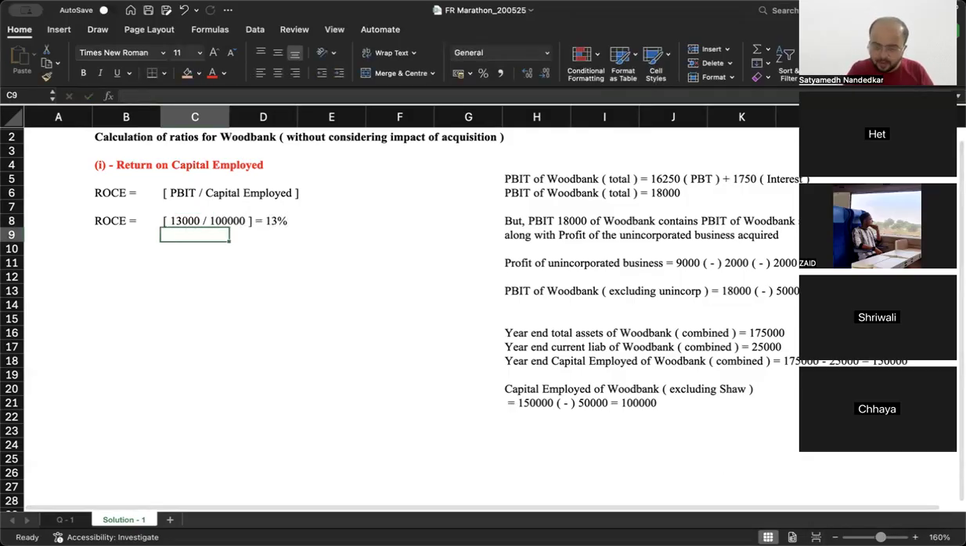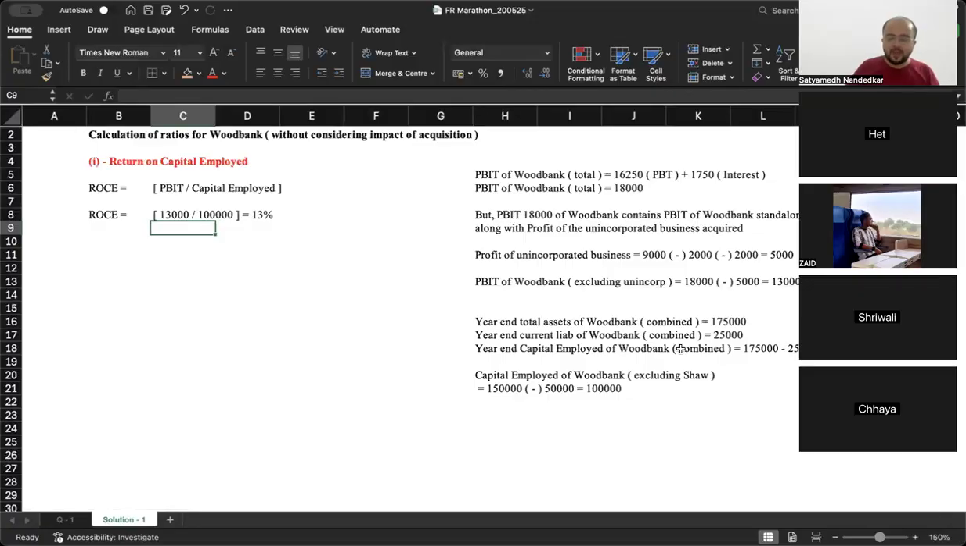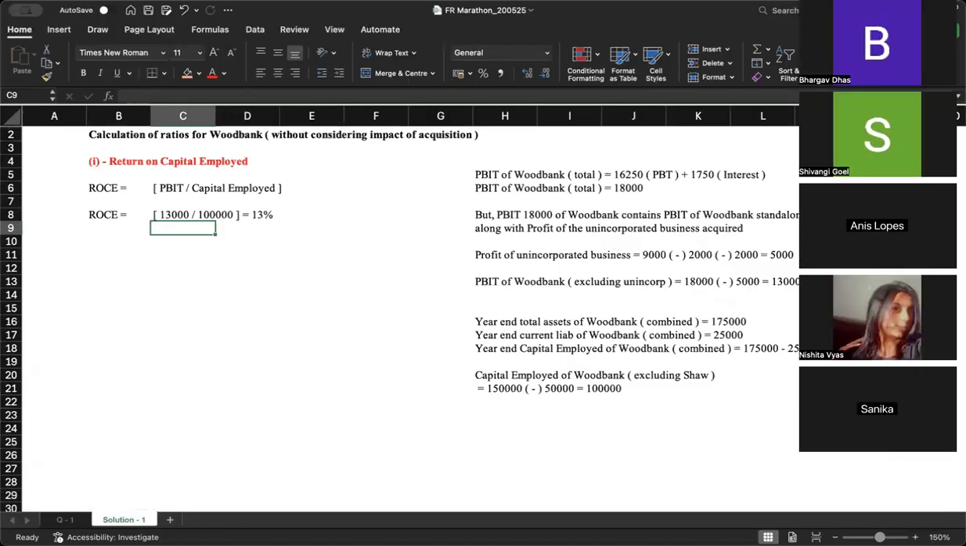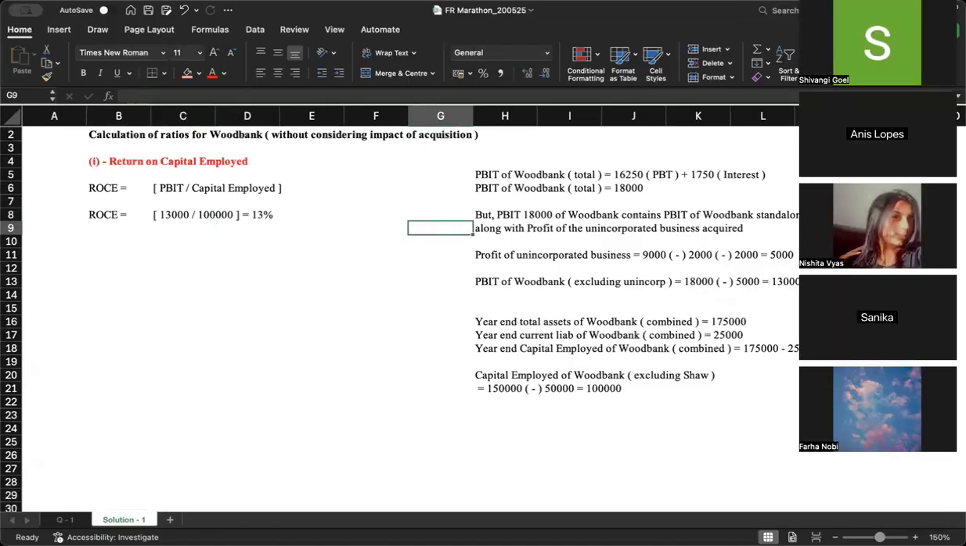Now remember one thing. These calculations, I am doing it for your understanding. You are not supposed to write so much detail in the exam. You just quickly do the calculation and you move on. Do only that much, otherwise you will end up wasting a lot of your time.